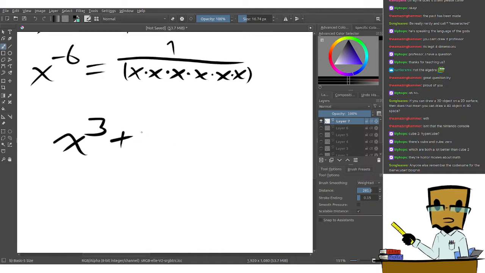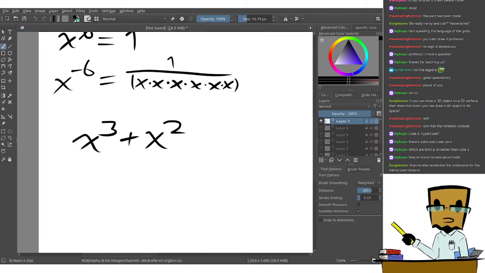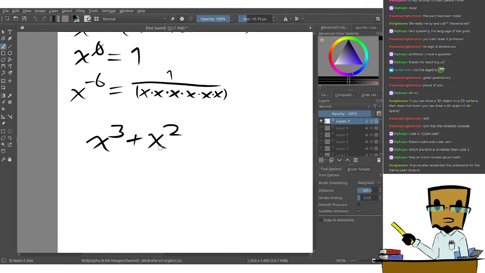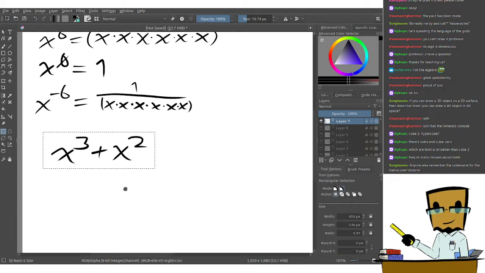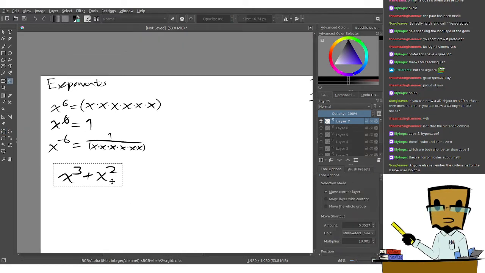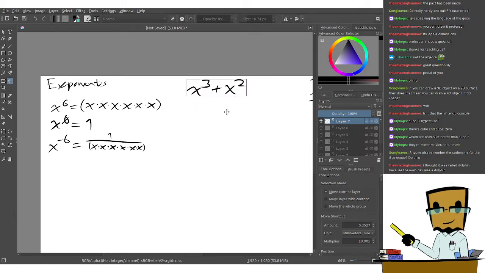But here's a problem. Let's say you have x to the power of 3, and you have x to the power of 2, and you want to simplify this. How do you do it? Well, you can't, actually, no, we can save this for later. I was gonna say you can't mess around with the exponents, but you can simplify this in a way.